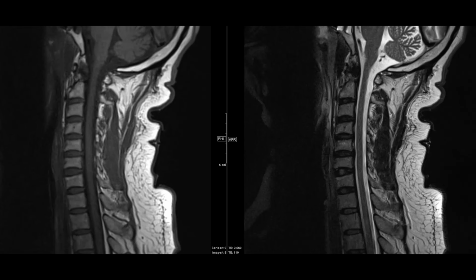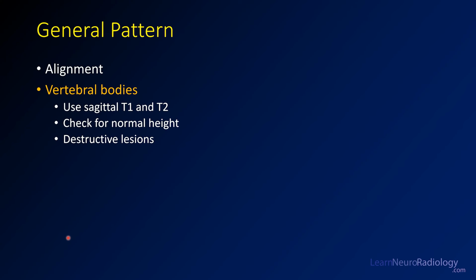So this patient has normal alignment. The next part of our general pattern is to look at the vertebral bodies. Again, we want to use the sagittal T1 and T2 weighted images. We want to look at the vertebral bodies and make sure they have a normal height. All of the vertebral bodies should have approximately the same height as you go from one to the next.